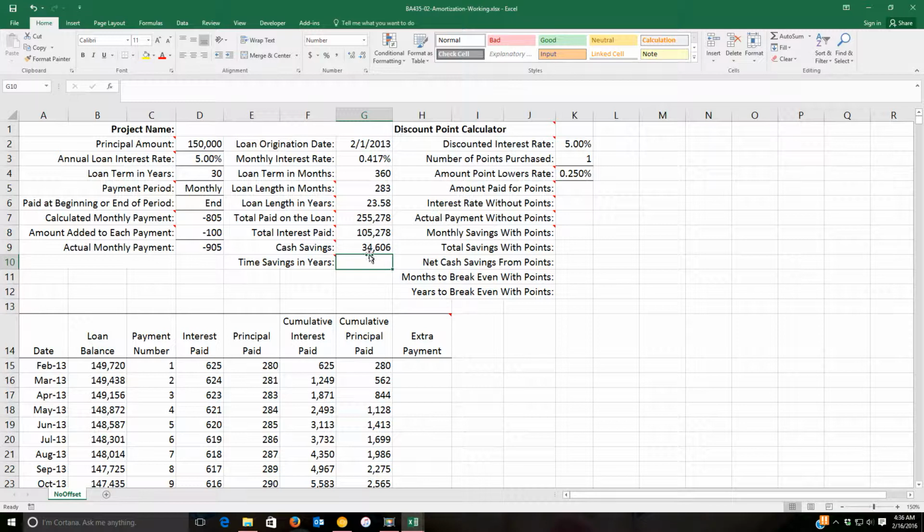And in the same way, let's calculate the time. So we took out a 30-year loan. Let's see how long we actually paid on this loan.